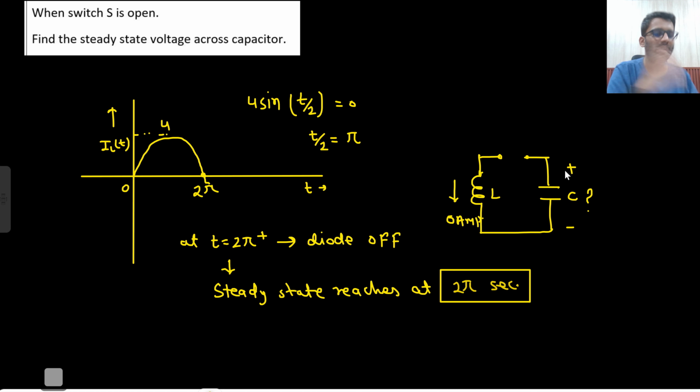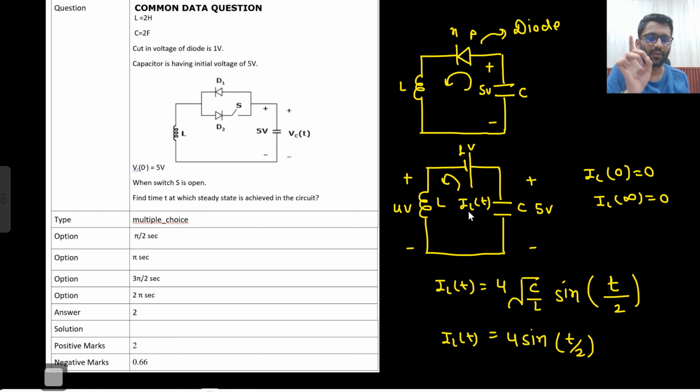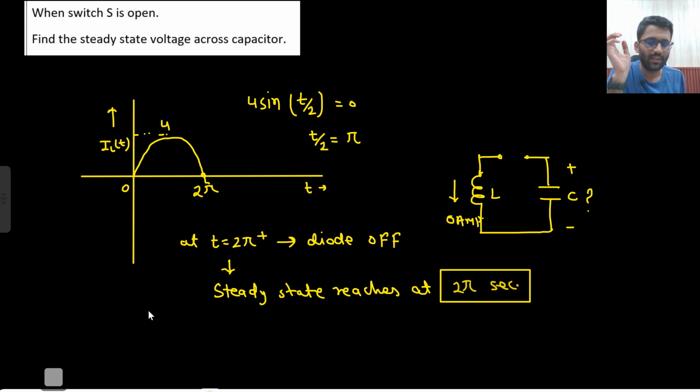At that time, what is the voltage across the capacitor? For that, we need to find the expression of V_C(t). So how many sources are there? A 5 volt source is there, and a 1 volt source is there. This is our capacitor, and we are writing V_C(t). The initial voltage was 5 volt because of the 5 volt source.